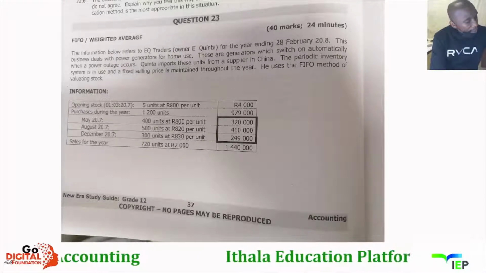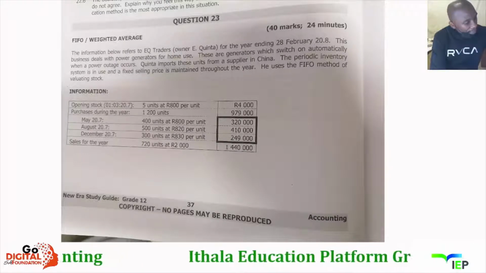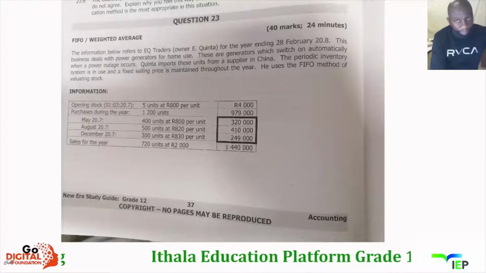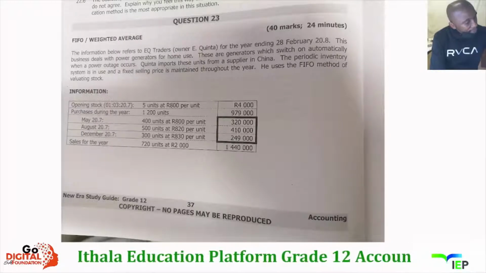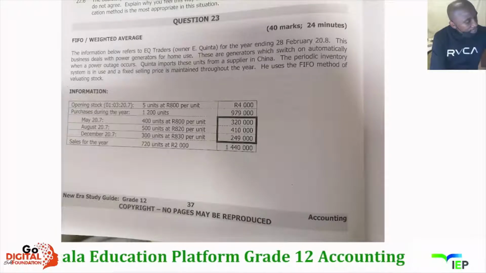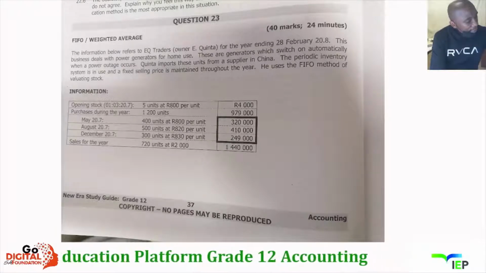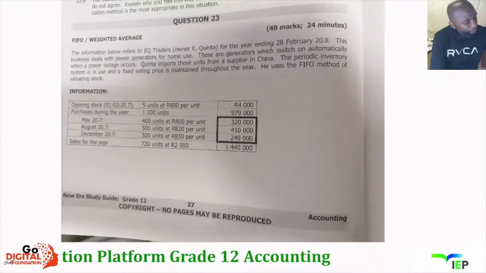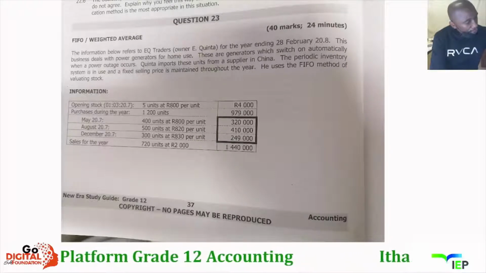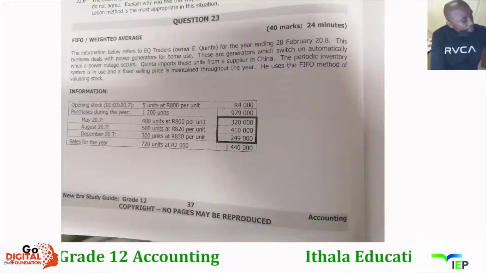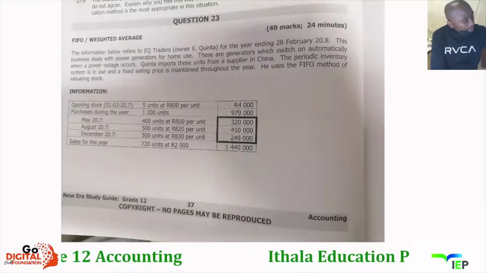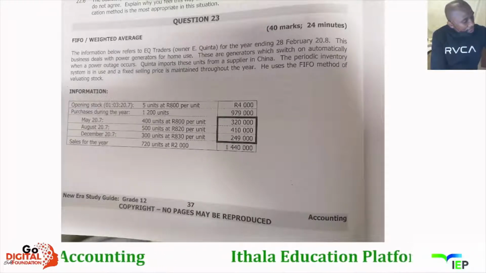Quinta imports these units from a supplier in China. So these are the imports from China. The periodic inventory system is in use, with a fixed selling price maintained through the year. He used the FIFO method of valuing the stock. As you can see, these are the opening units, and then this was purchased.